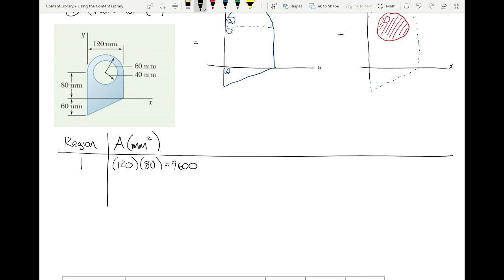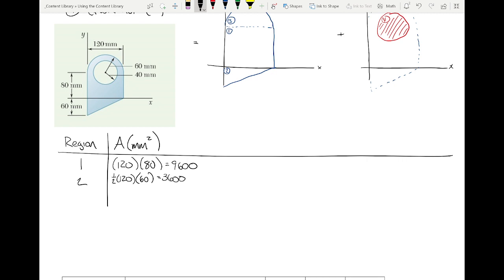All right, how about region 2? What's the area of this triangle? How do we compute the area of a triangle? 1/2 base times height. So 1/2 of base, which is 120, times the height, which is 60, right? So 1/2 base times height. And what is that? 3,600. Do I have a second on that?